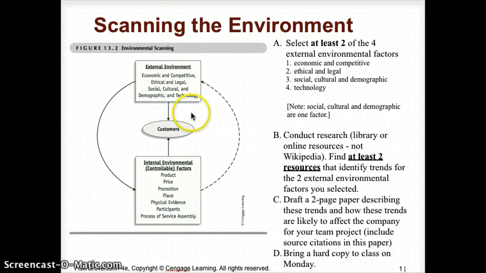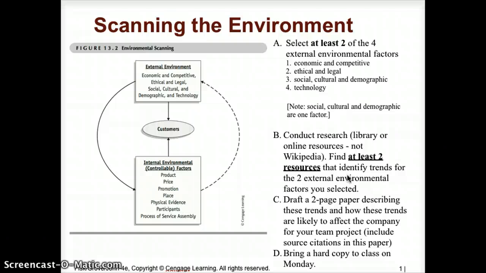So let me just review again. I want to give you an opportunity to practice scanning the environment. There are 4 external environmental factors that your text has identified that it's important that we understand as marketers what these trends may be. So I'm going to ask you to select the category of 4 external environmental factors, select 2 of those, and find 2 resources that discuss recent trends with regard to the category of factors you've selected, okay? And then draft a 2-page paper describing the trends that you've selected and how these trends are likely to affect the company that you and your team have selected for your team project.